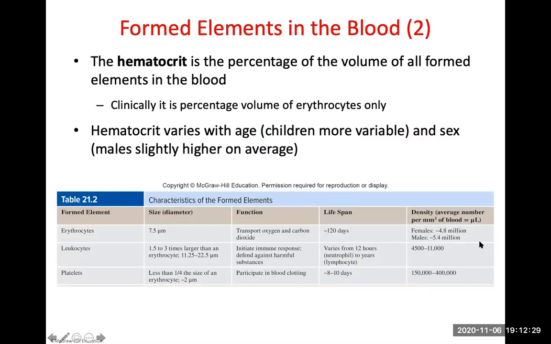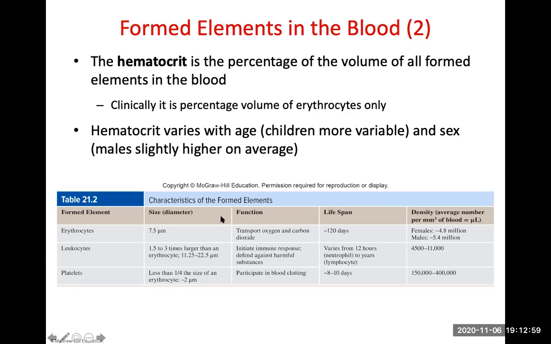Here is the hematocrit, which is the percentage of the volume of all formed elements in the blood. Clinically, it's the percentage volume of erythrocytes only. So the hematocrit will be measured as a percentage. In the clinical setting, it's a measurement of all the red blood cells only, the percentage. It will vary with age. Children will be a little more variable, and also your gender, your sex. Males, hematocrit is slightly higher on average.